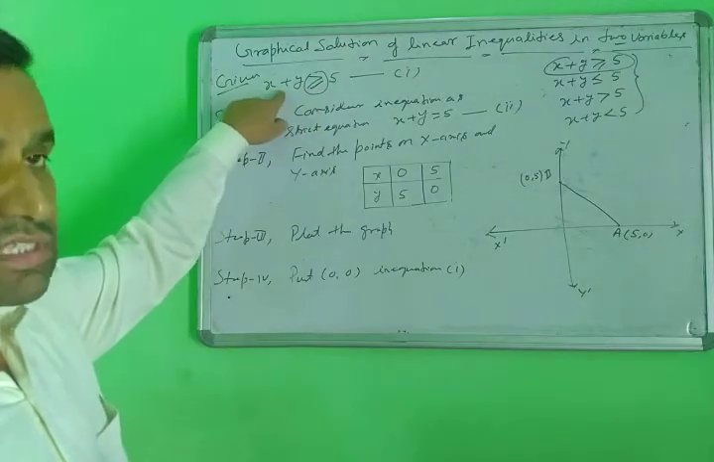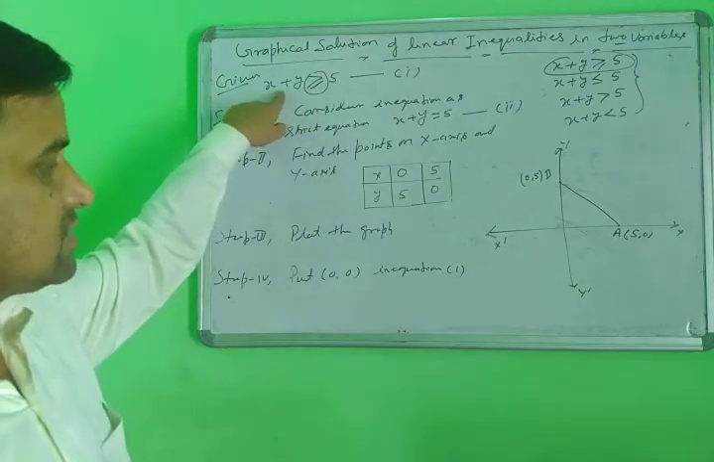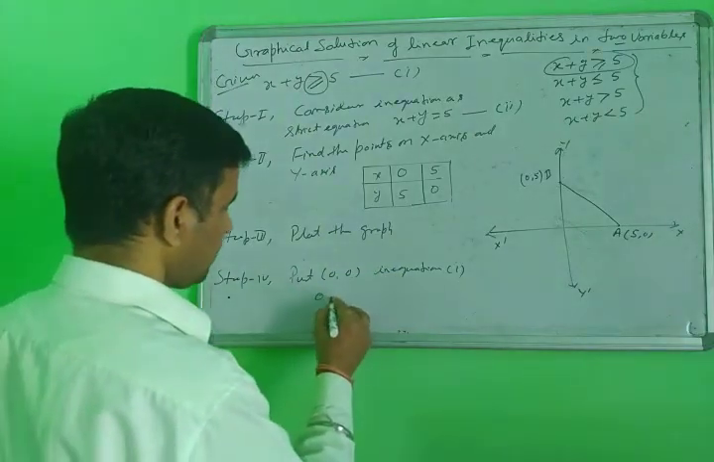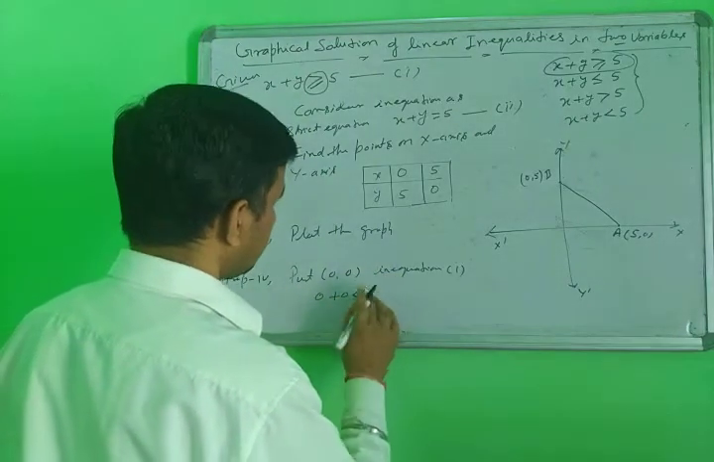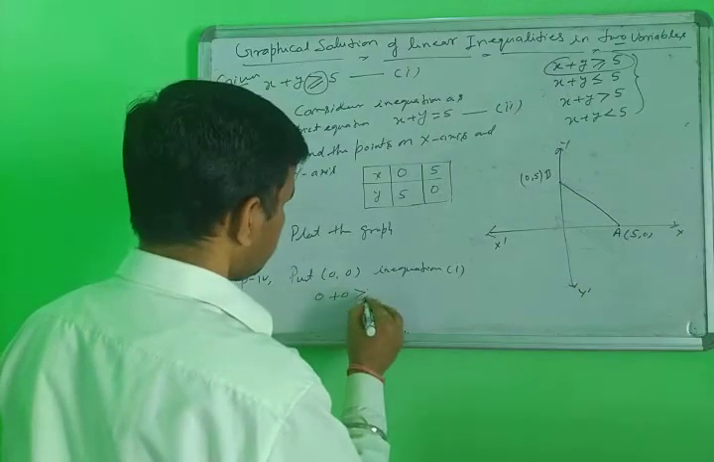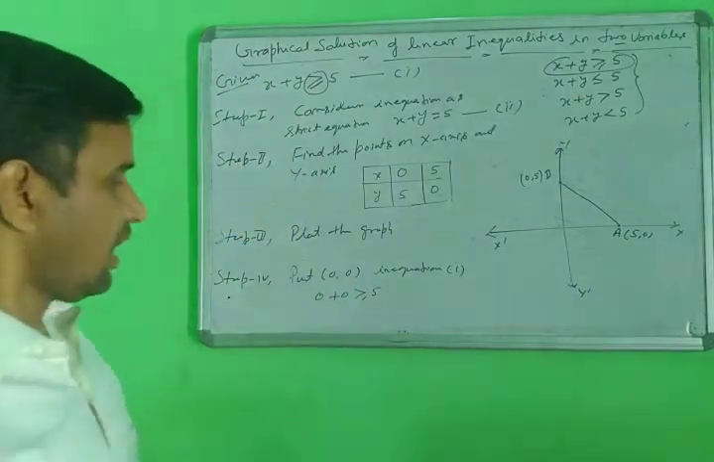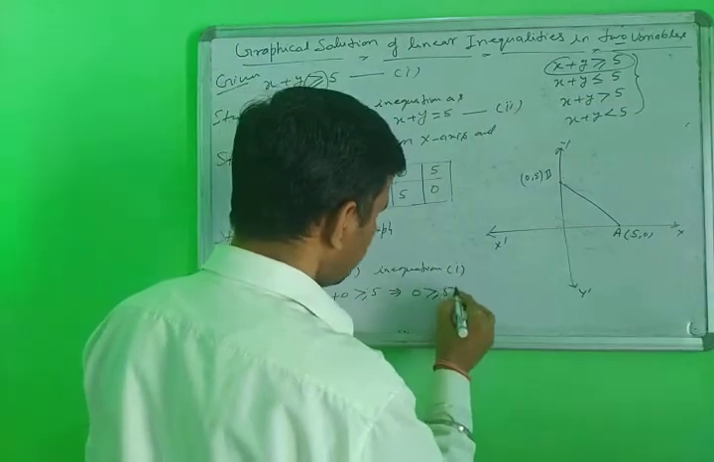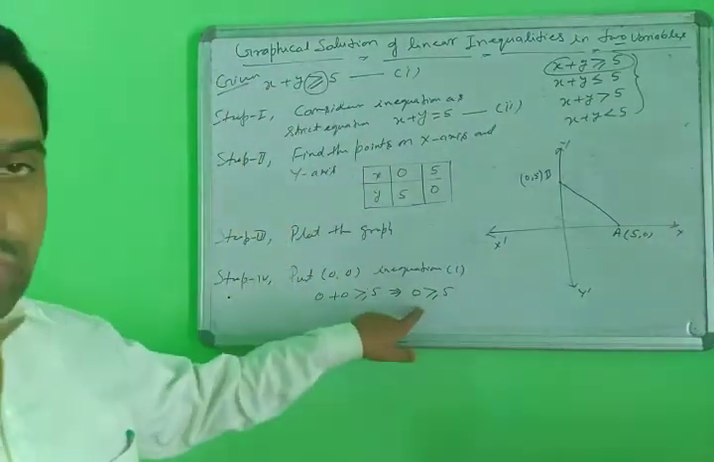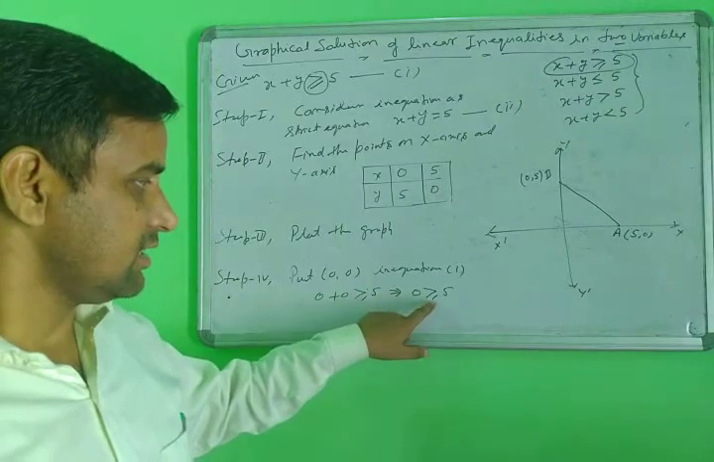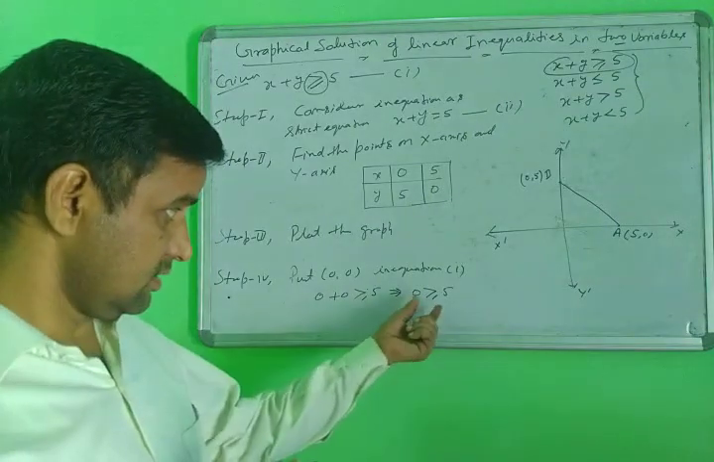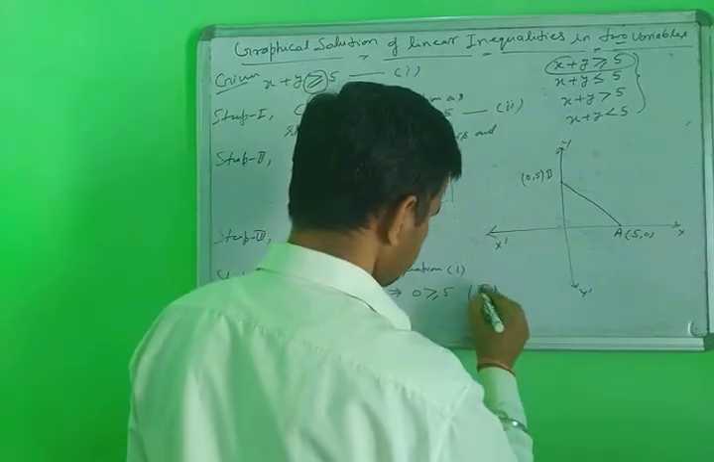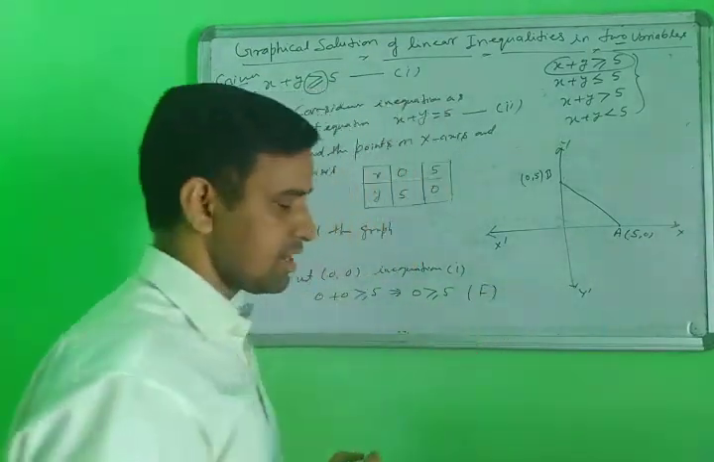This is the inequation, this is not an equation. In the inequation first, what will you get here? 0 plus 0 greater than or equal to 5. Now check this. Is 0 greater than or equal to 5 or not? Is this condition true or false? You check this. Suppose your result comes false.